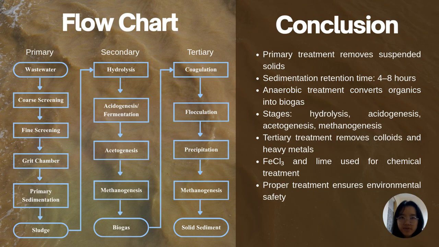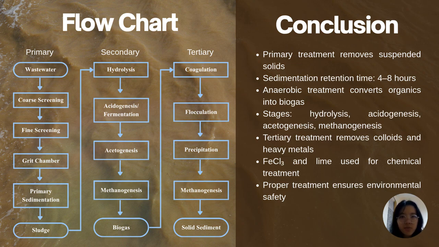This is the flowchart of the overall wastewater treatment process. It starts with primary wastewater treatment, where sludge is the output. Then the sludge is processed in secondary treatment into biogas. Last, the biogas goes into the tertiary treatment and produces solid sediment as the final product.